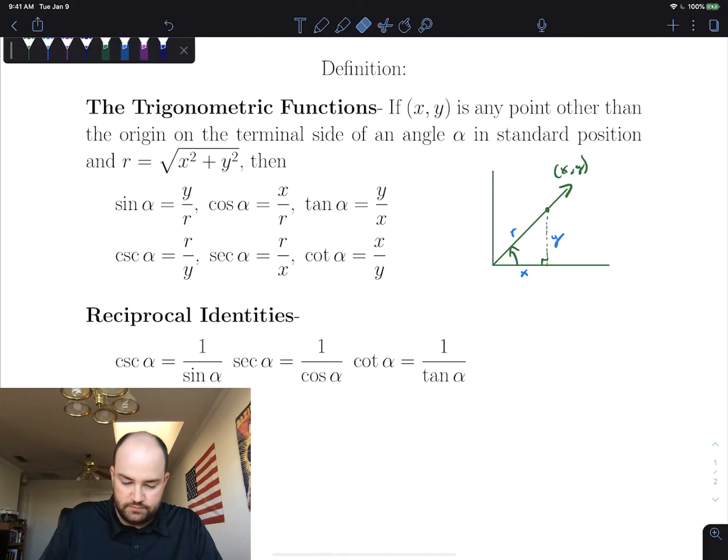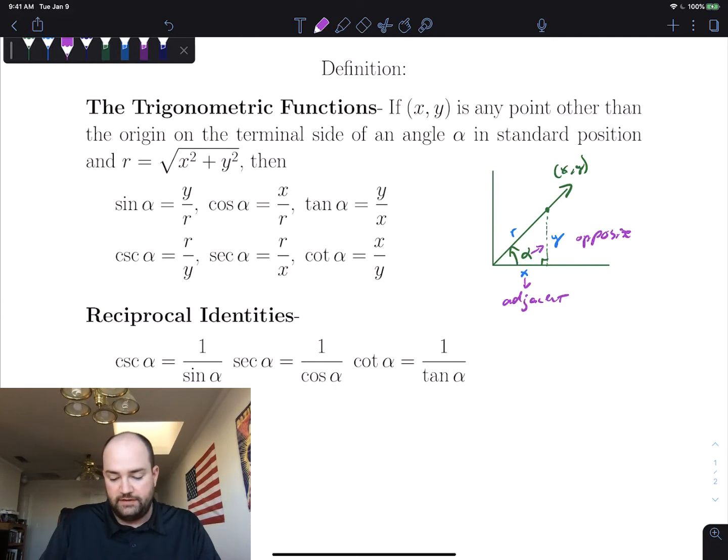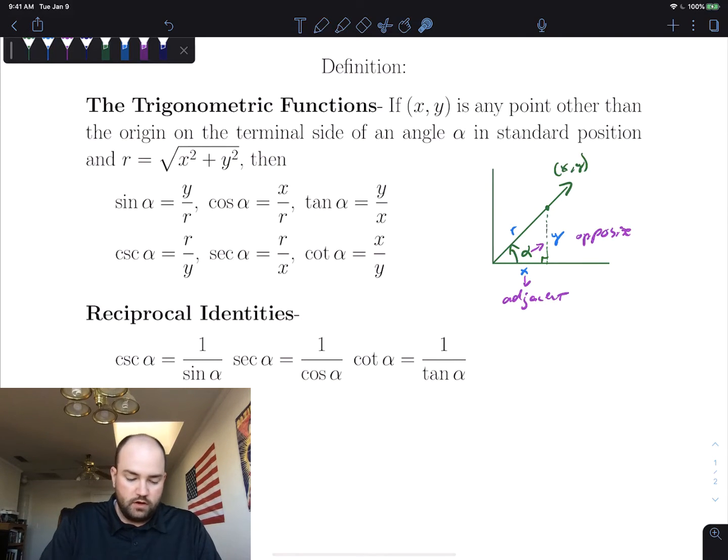So alpha is here, y is here, r is here. R is the hypotenuse, and in terms of alpha, y is opposite the angle alpha, whereas x is adjacent to the angle alpha. Now, y over r again is the hypotenuse. Y is opposite, r is hypotenuse. So sine is equal to the opposite divided by hypotenuse.